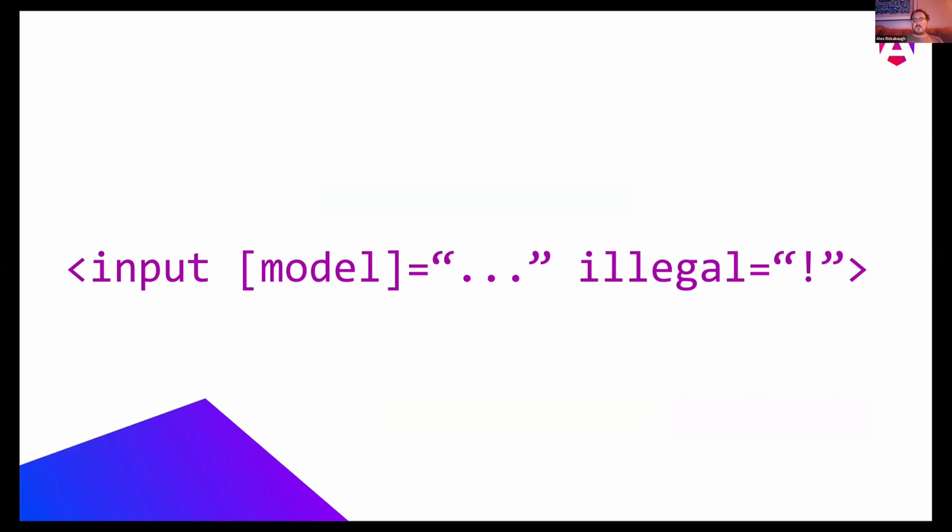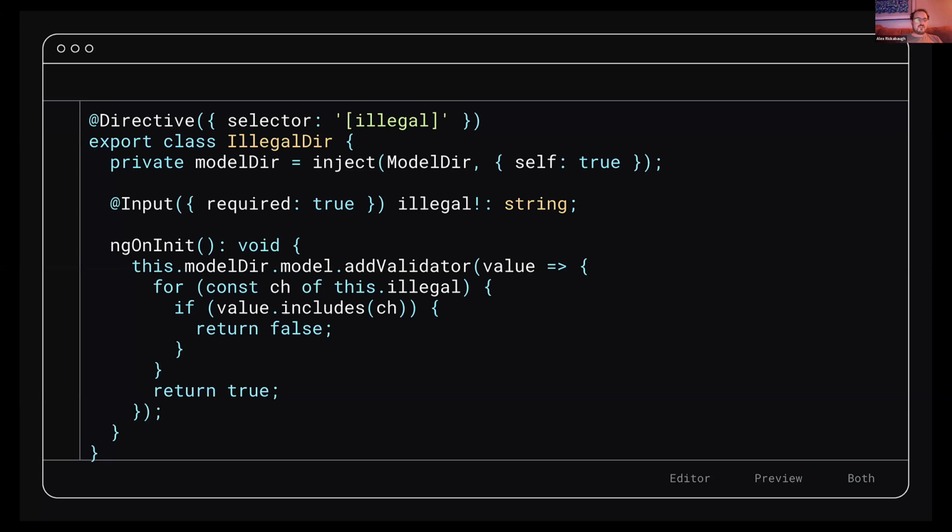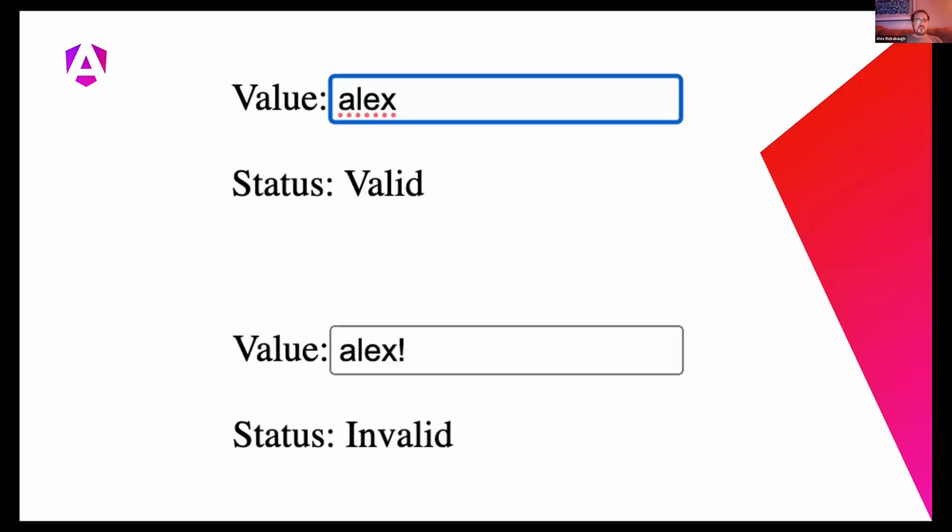So let's make things just a little bit more complicated. Let's create a custom directive that will add a validator that rejects a set of characters that we consider to be illegal. So we'll call this the illegal directive. And this directive has another input, the set of illegal characters. And when it's initialized, it just adds a validator to the current model that it gets through injection that will check all of the characters in the current value and make sure that they are not in the set of illegal characters. And this works just fine. So when I type Alex, the status is valid. When I add the exclamation point, which was my illegal character, now the status has flipped to invalid.